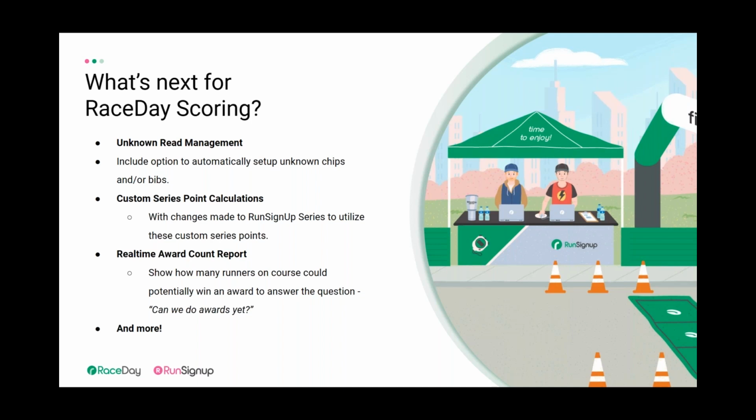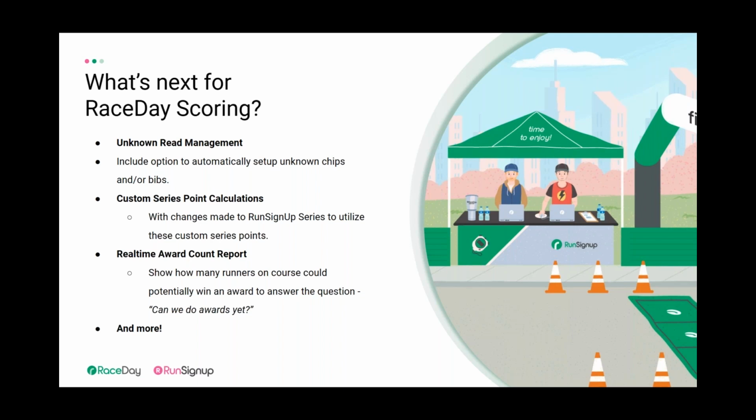And next, a hotly requested feature is real-time award count report. This is something that I know is really important for a lot of people. It's basically how many runners on course could potentially win an award. It's all about answering that question. Can we do awards yet? Can we do awards yet? Because you know what that's like. You're on site and the race director is bothering you. Can we do awards yet? So this would be a report that'll show you, I've got X people registered, Y got a chip start, and Z have finished. So therefore, there could be 3 people on course in this age group. This is going to be something that will be a little complicated, but it's something that we think would be really nice for our users to do.